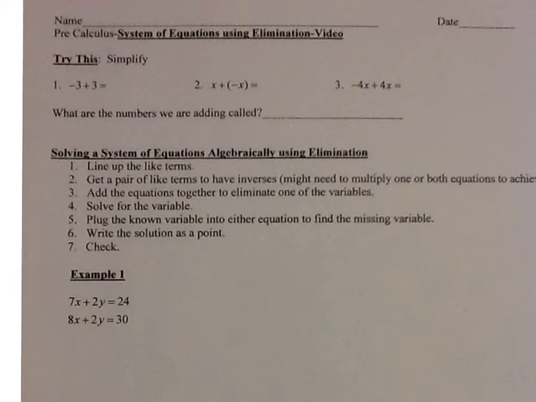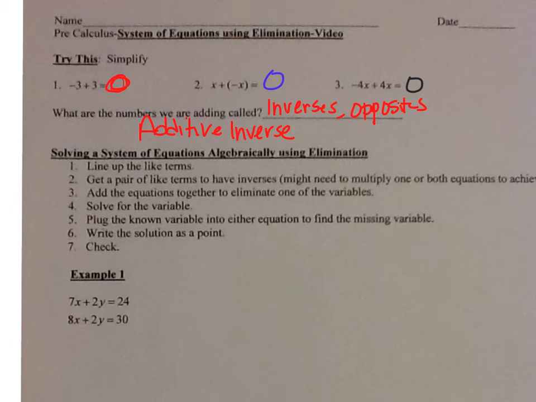Okay, so negative 3 plus 3 is equal to 0. And x plus negative x, that's also equal to 0. And negative 4x plus 4x, that's also equal to 0. So what are the numbers that we are adding called? They're called inverses or opposites. Okay, you might have heard of additive inverses. And what happens when we add opposites or add inverses? You always get 0.